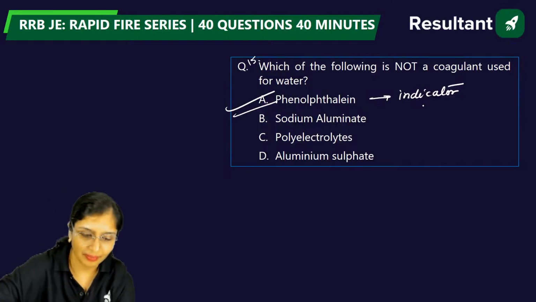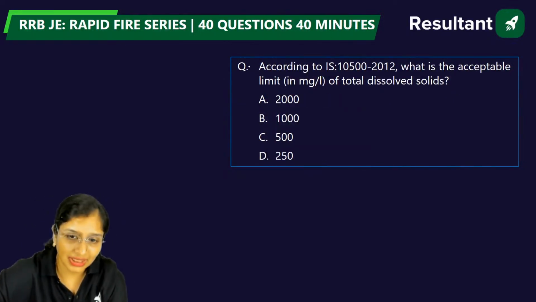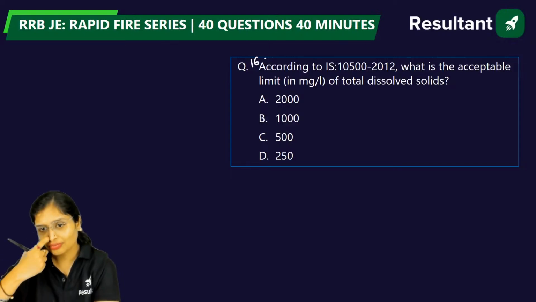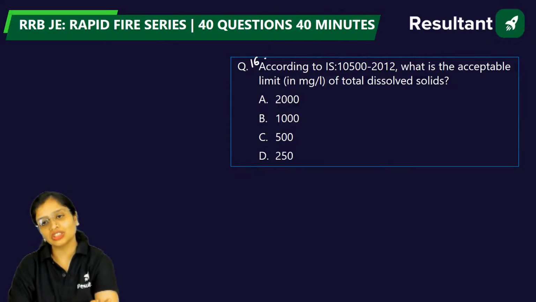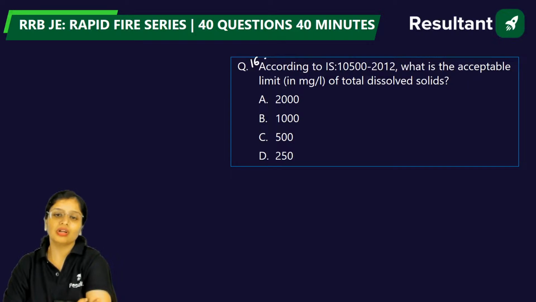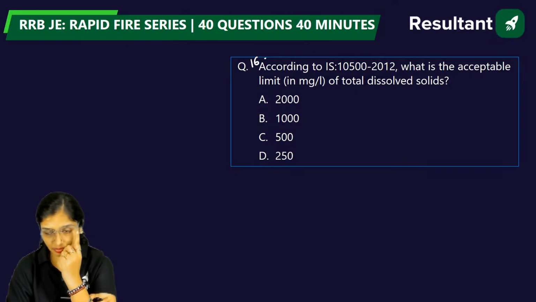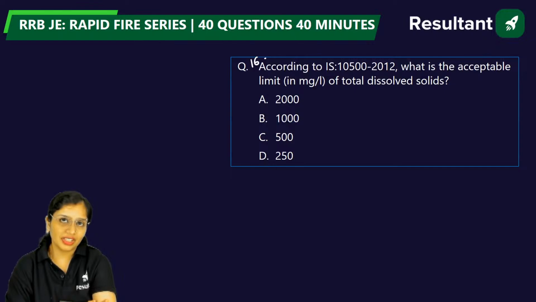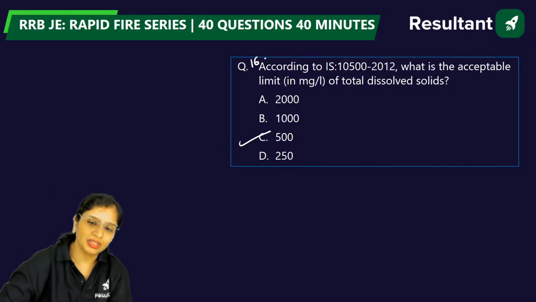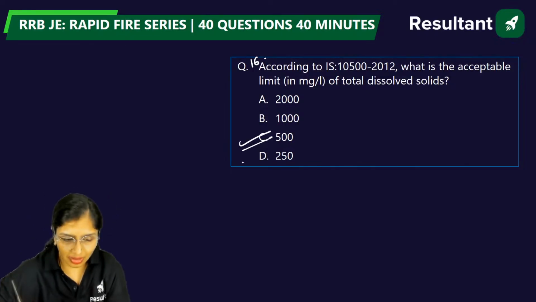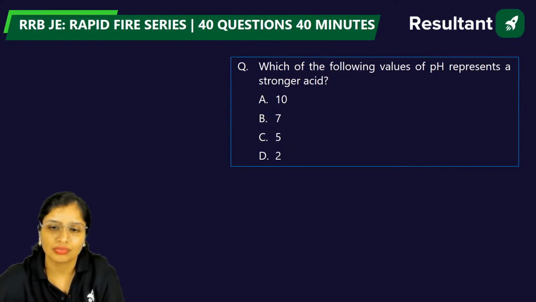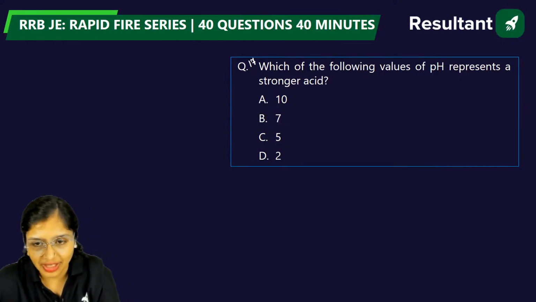Okay, fine. Now, question number 16. Guys, you all can also answer. According to IS 10500:2012, what is the acceptable limit of total dissolved solids? Acceptable limit is 500 mg per liter. The permissible limit in the absence of an alternate source is 2000 mg per liter. It is asking you the acceptable limit. So 500 will be the answer. Simple.